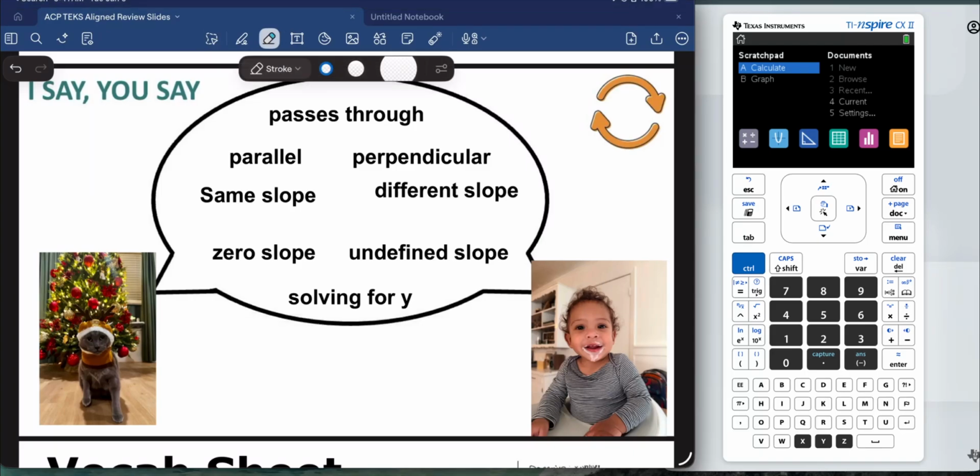All right, so now we're going to go over parallel and perpendicular. So remember that passes through means the point has to touch. We have parallel, which means same slope, perpendicular, which means different slope. You have to know this right here, at least this at the minimum. Zero slope, undefined slope, and solving for y.